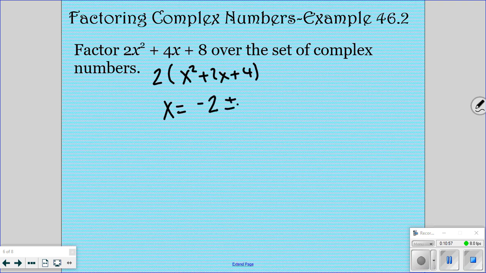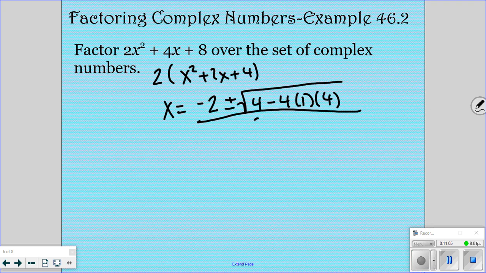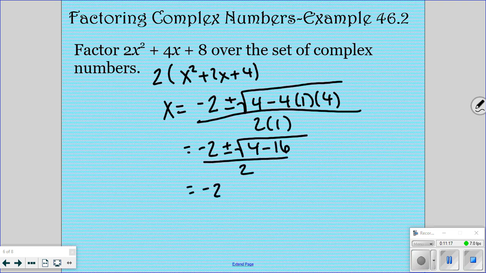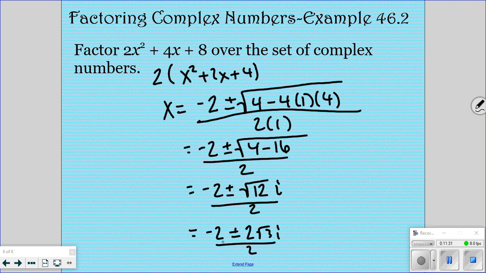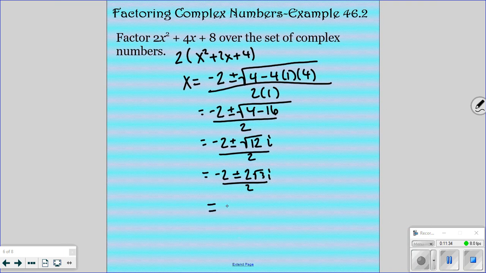So negative b plus or minus the square root of b squared, which is 4, minus 4 times a times c, all over 2a. So we get negative 2 plus or minus the square root of 4 minus 16, all over 2. So negative 2 plus or minus the square root of negative 12, which would be 12i, all over 2. The square root of 12 will reduce to 2 square roots of 3. And then we can divide all 3 of these by 2, leaving us with negative 1 plus or minus the square root of 3i.